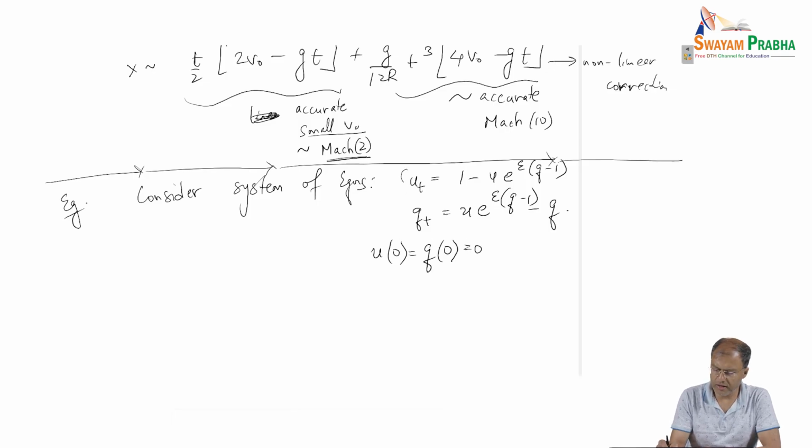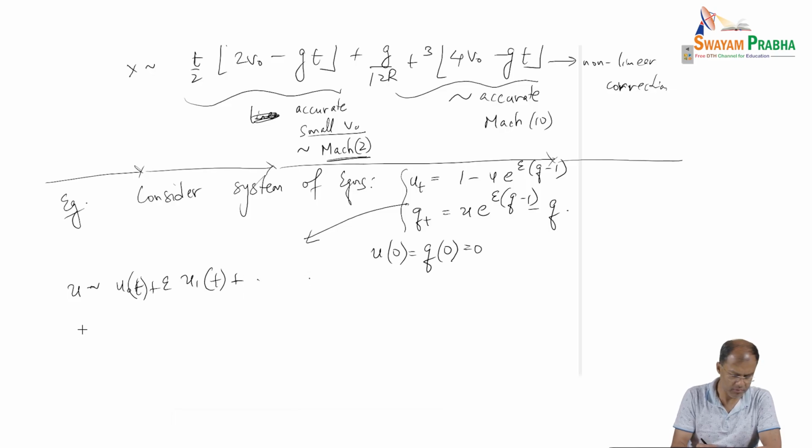And now, using the same philosophy, that is, we expand u and q using a regular power series expansion, we see that u can be written as u naught plus epsilon u1. Each of these are functions of t, and we continue with higher order terms. Similarly, q can be written as q naught plus epsilon q1, and so on and so forth.